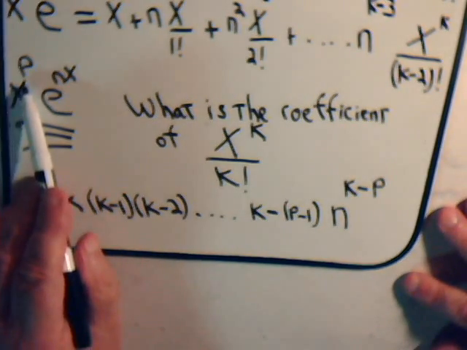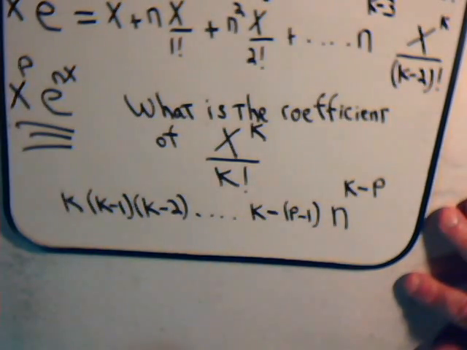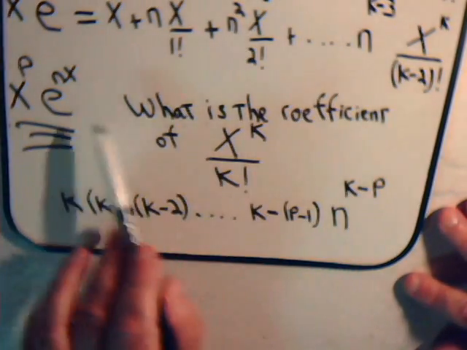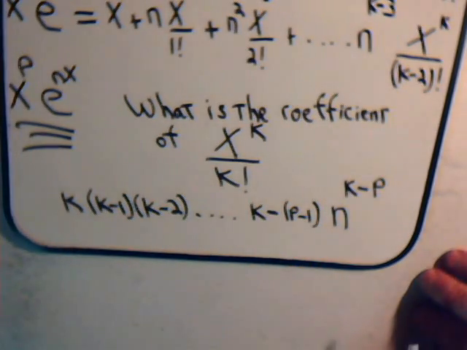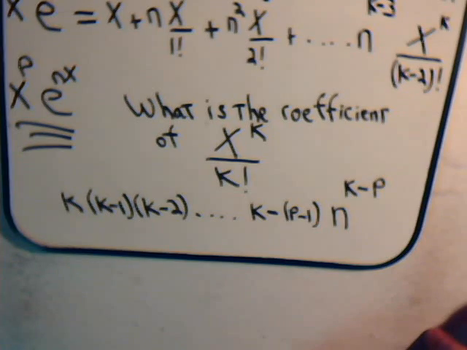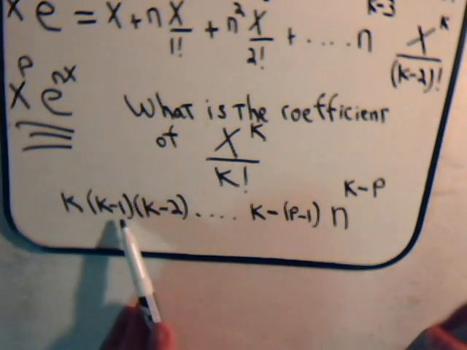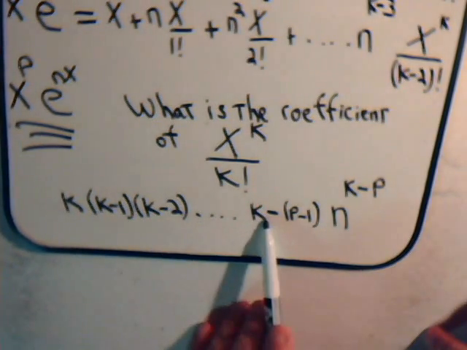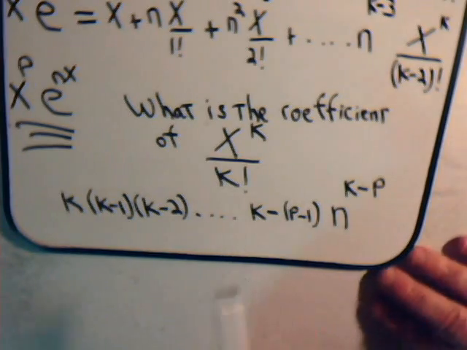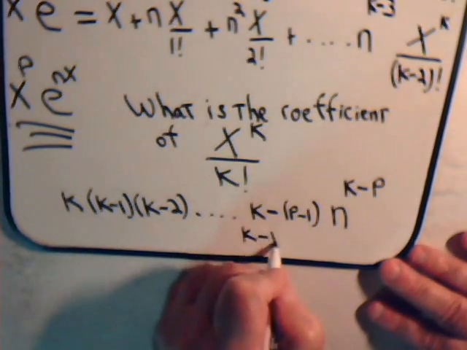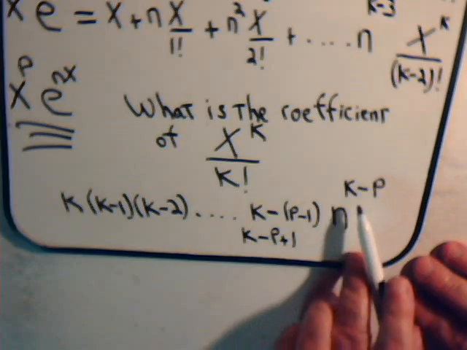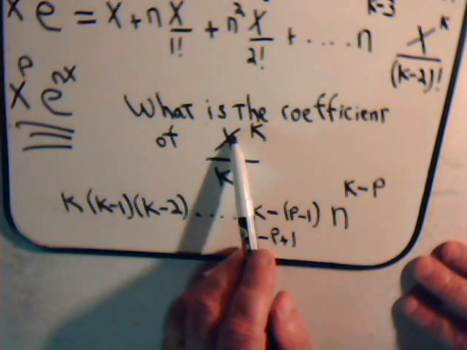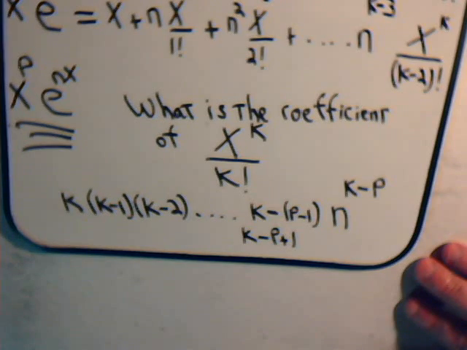So here we have x to the p times e to the nx. We want to know, if we write this expression out as an infinite series, what's going to be the coefficient of x to the k over k factorial? That's sort of part of the infinite series that interests me. And the general formula for it is, the value of p is going to be k times k minus 1 times k minus 2, all the way on out. And we can write this last part here as k minus p plus 1 for this last term, times n to the k minus p power. And that will be the coefficient of x to the k over k factorial.